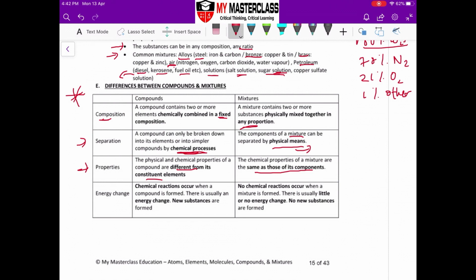Okay, and because compounds are formed using a chemical reaction, energy is usually involved, right? Energy is usually involved and new substances are always formed because it is a chemical reaction. But for mixtures, usually when we mix things together, no energy is required. There's no chemical reaction, no energy is required, there is no new substance formed.